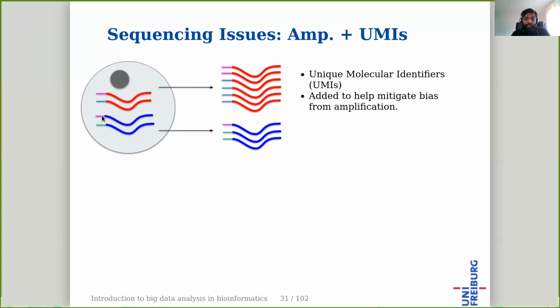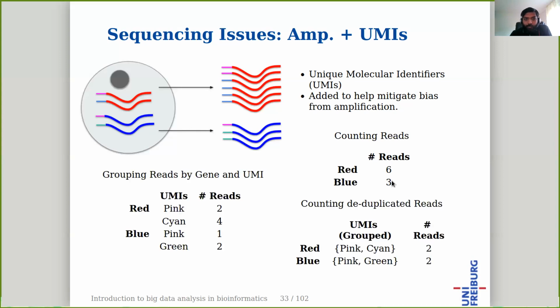Same here, there's a pink UMI attached to blue, which is amplified once, and then a green UMI attached to a blue transcript that is amplified twice. And now when you count them, you still get the number of reads: 6 and 3. But when you group the reads by gene, transcript and UMI, then you get the actual number of transcripts that are present in the cell.